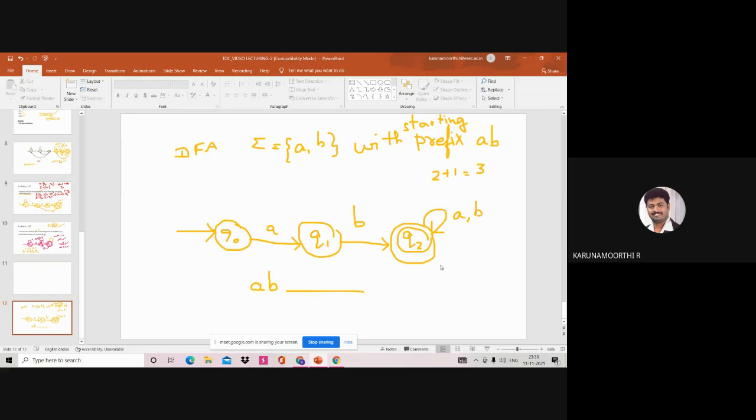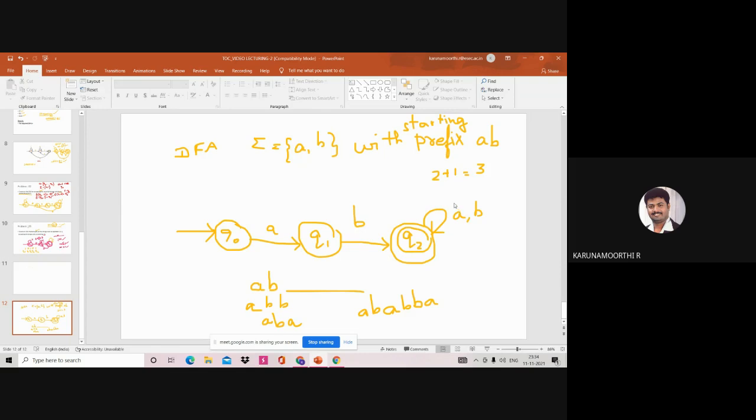Now in this case, AB is accepted, ABB is accepted, ABA is also accepted, and ABABBA. These are all the strings accepted by this automata. Okay, so remember, in the self loops the Kleene closure property takes place. That is, 0 or more times.